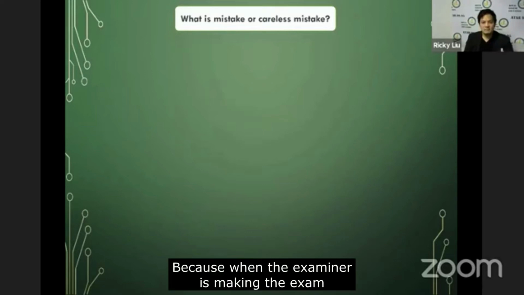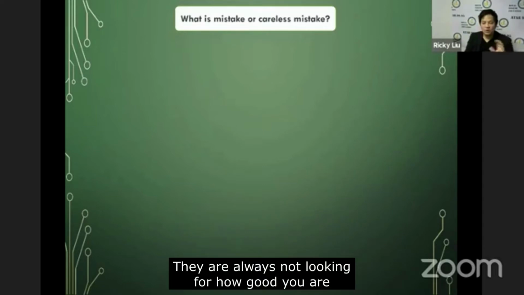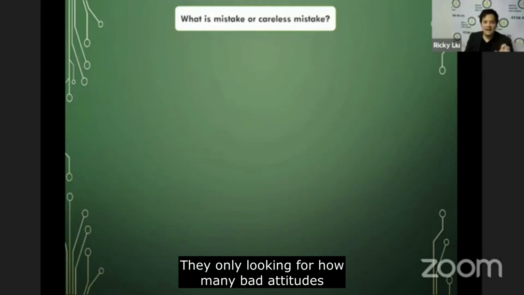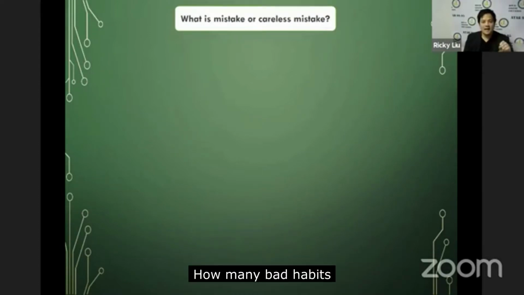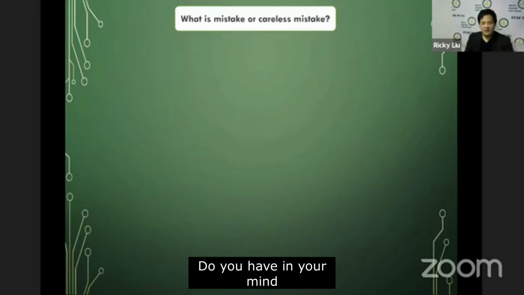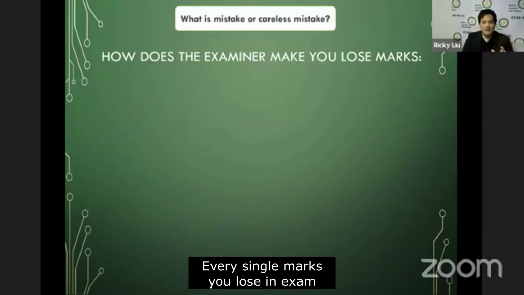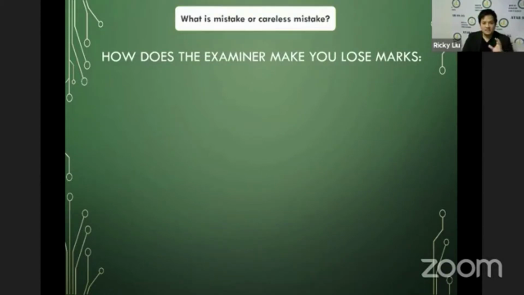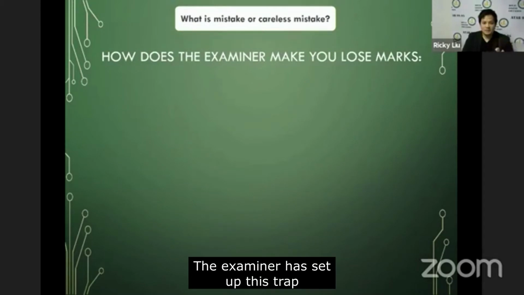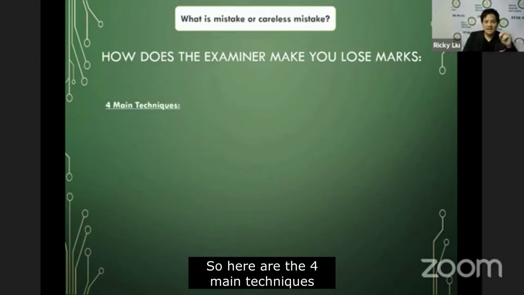Because when the examiner makes the exam, they are not looking for how good you are. They're only looking for how many bad attitudes and bad habits you have in your mind. So that's why every single mark you lose in an exam always has a reason, and the examiner has always set up a trap, whether you realize it or not. So here are the 4 main techniques that the examiner will apply to form the exam paper.